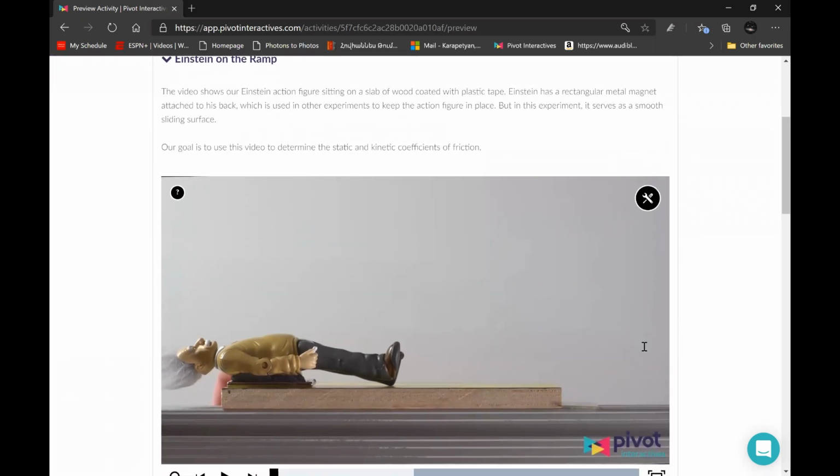We have a video that shows our Einstein action figure sitting on a slab of wood coated with plastic tape. Einstein has a rectangular metal magnet attached to his back, which is used in other experiments to keep the action figure in place. In this experiment, it serves as a smooth sliding surface. Our goal is to use this video to determine the static and kinetic coefficients of friction.